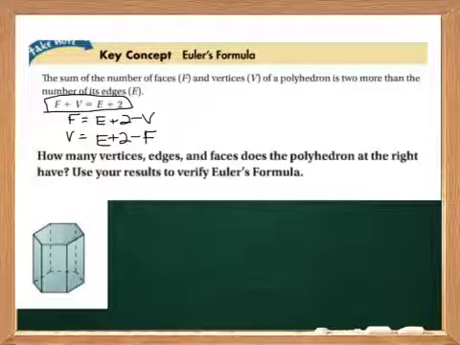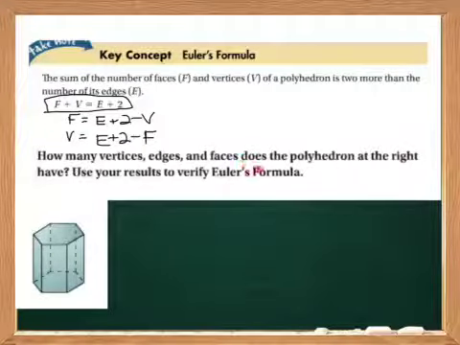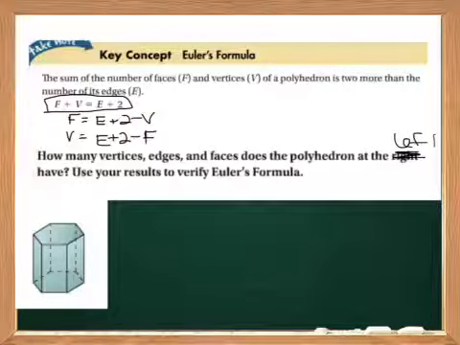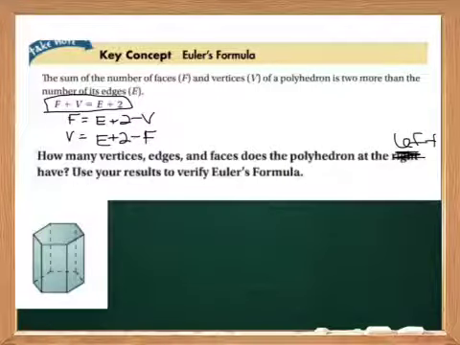So in this example, how many vertices, edges, and faces does the polyhedron at the left have? I changed the position, so this is the bottom left. And then use your results to verify Euler's formula.